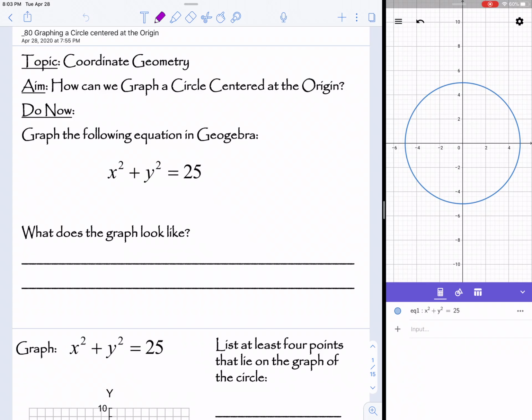So today we're starting a new topic, circles. How could we graph a circle centered at the origin? If you put the equation from the do now in your calculator, what does the graph look like? It's a circle. How does this equation differ from the equation of, let's say, a parabola that you've seen? We have both variables, x and y, both squared.